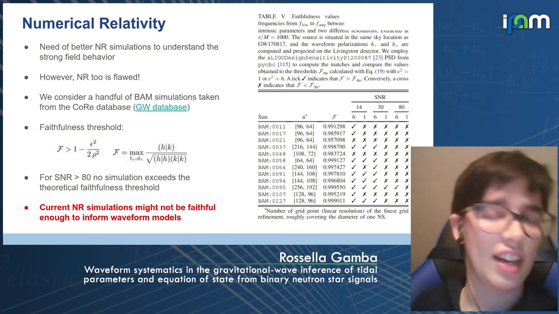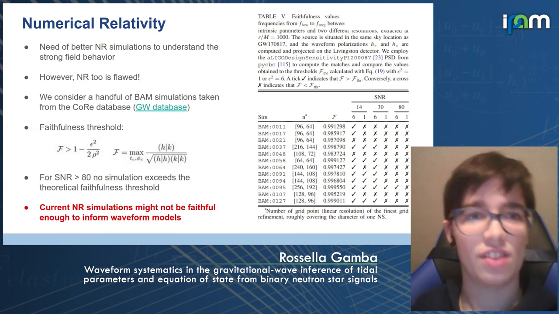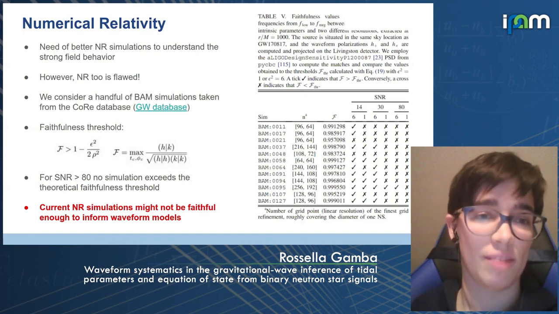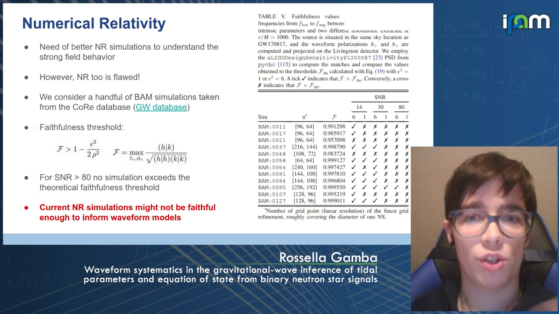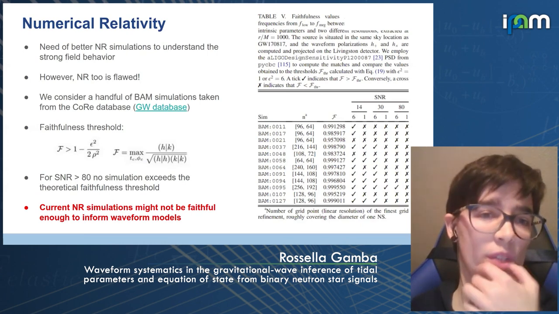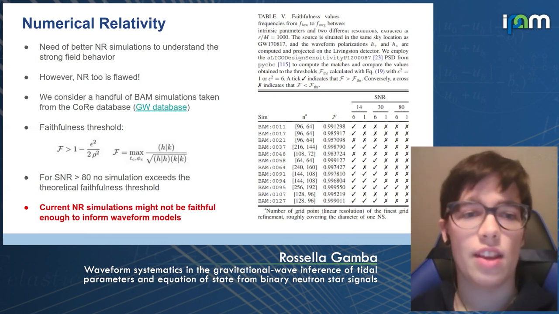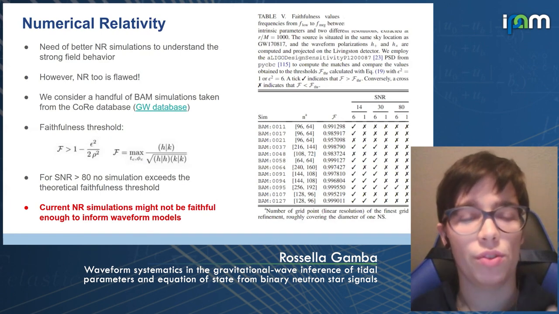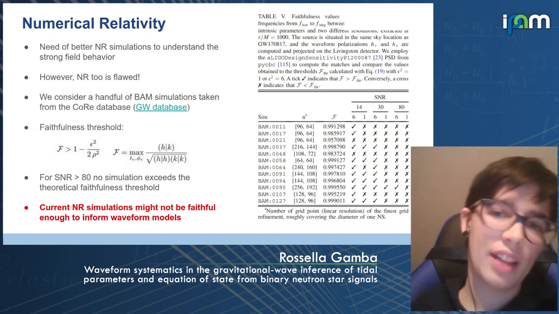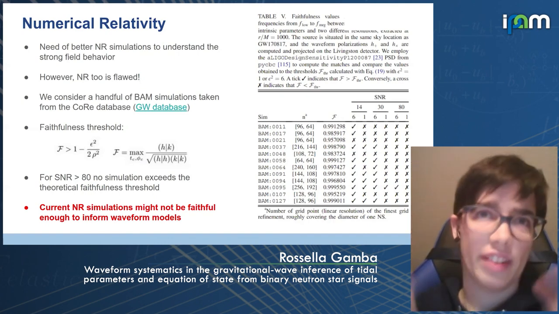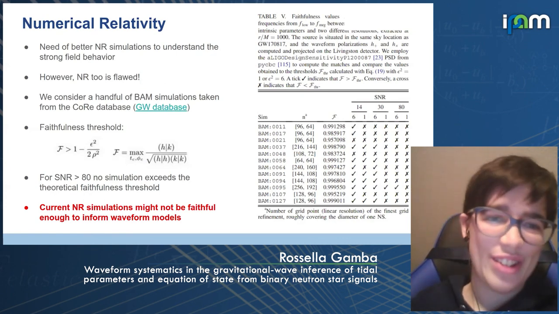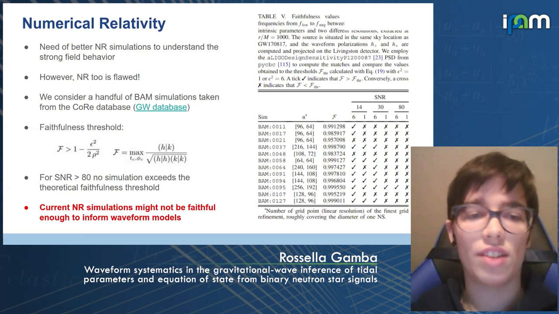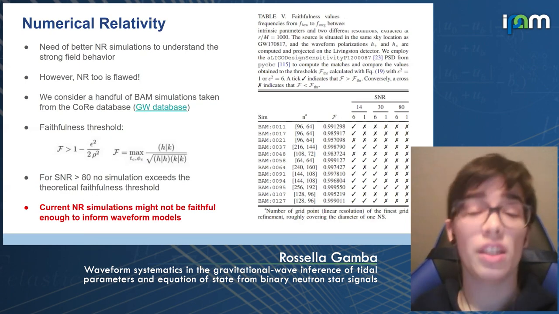Let's come to numerical relativity. I have not talked about comparisons with numerical relativity much in this talk, and the reason for that is that numerical relativity too is flawed, especially so for binary neutron star systems. So if you take a bunch of BAM simulations, which should be some of the best simulations that we have currently from the computational relativity database, and you try to apply to this some, let's say, faithfulness threshold. So you compute their faithfulness between two waveforms at different resolution, and then you compare the number that you obtain to some threshold which will tell you if, in principle, you see systematics or not. These criteria are a bit hand-wavy, but still. For signal-to-noise ratio larger than 80, no simulation exceeds the theoretical faithfulness threshold, which means that current numerical relativity simulations might not be faithful enough to meaningfully inform waveform models.